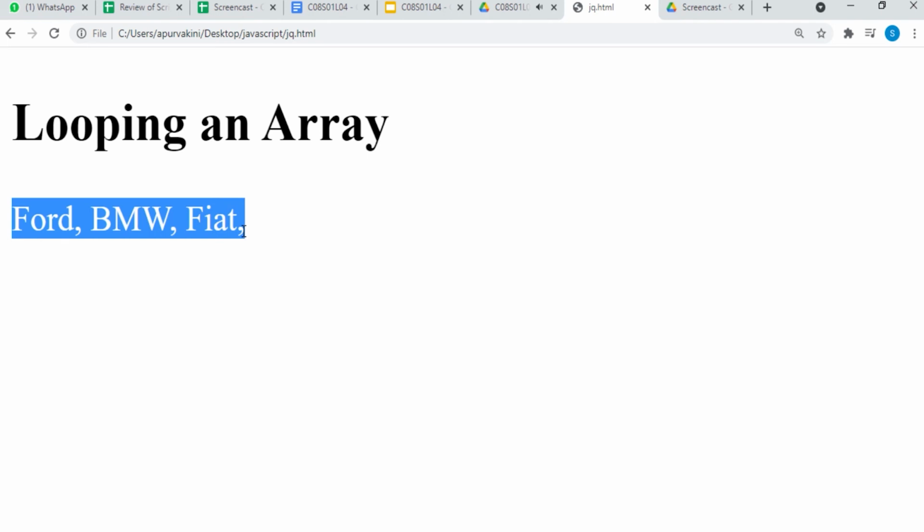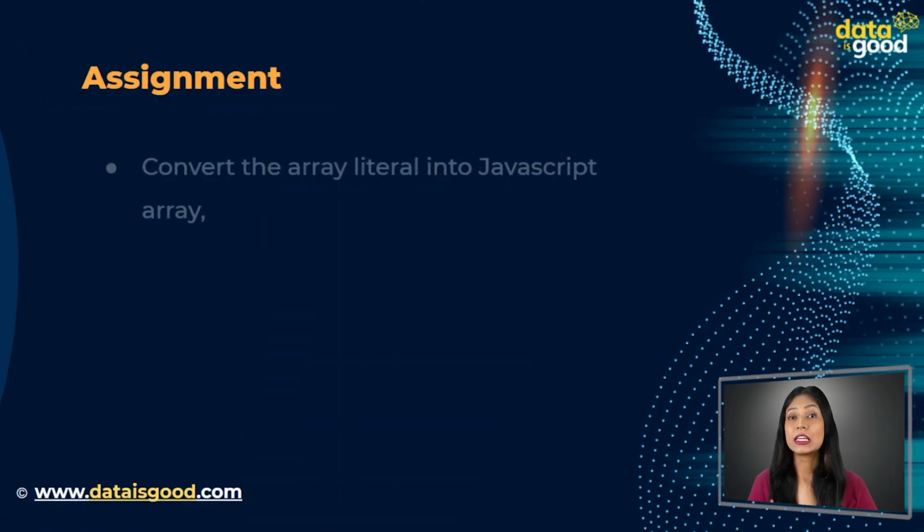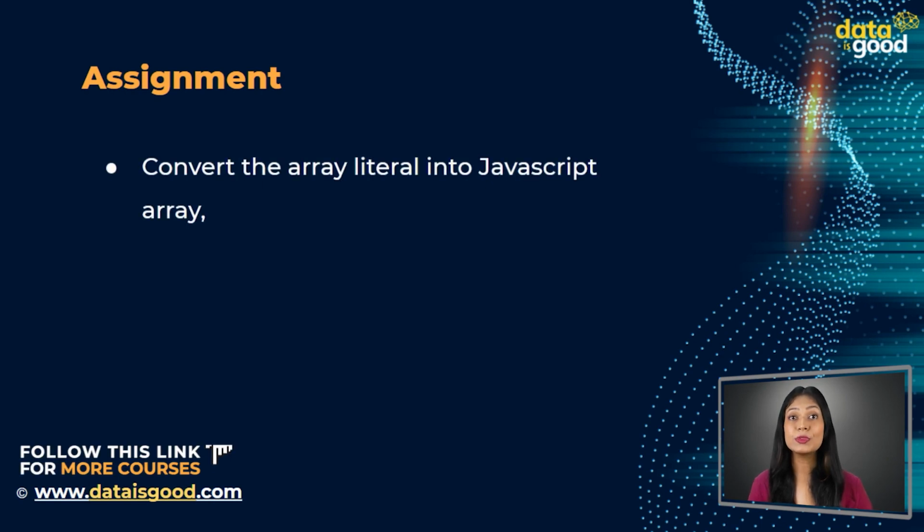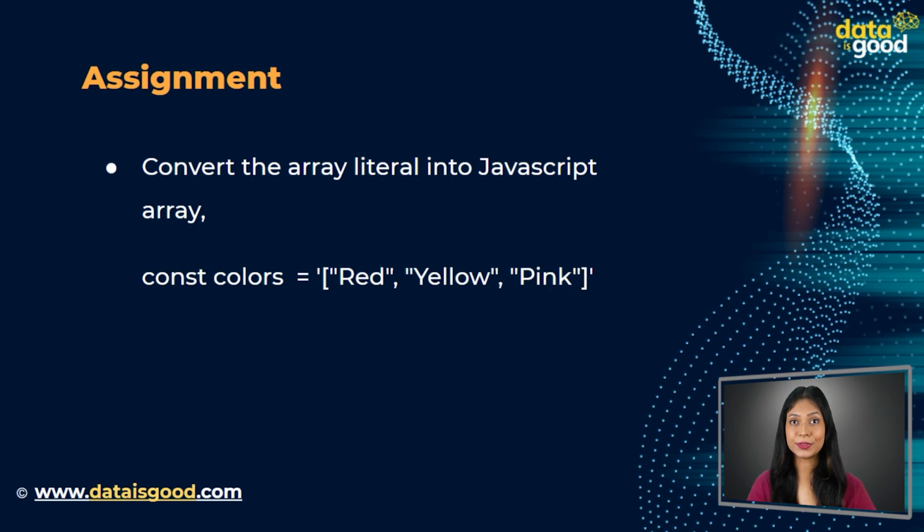So this is it for the JSON array, guys. And here is an assignment for you. Convert the array literal into a JavaScript array. const colors = ["red", "yellow", "pink"].